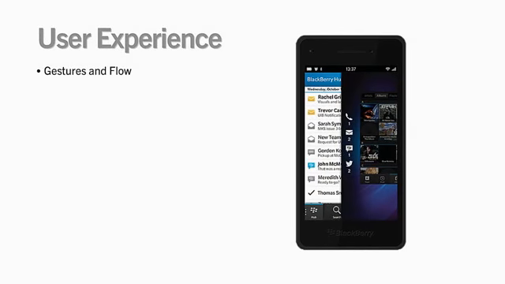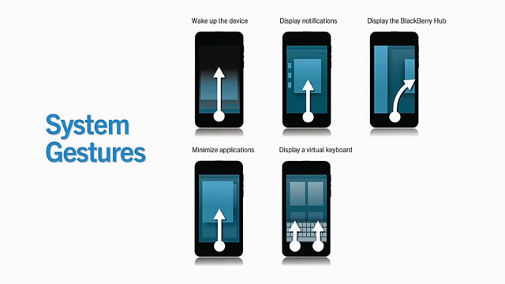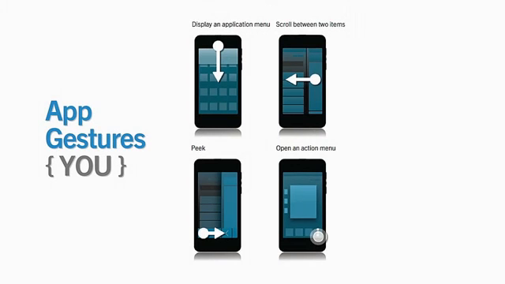Same thing with gestures and flow, like we started talking about flow before. We have the system gestures. To wake up the device, we go from the bottom. To display notifications, like the peek, you do this. To access the hub, you do this. To minimize applications, you just throw it there. To bring up the keyboard at any point, just use two fingers and throw it up from the bottom bezel. But that's the system gestures. There's nothing your application can do. In terms of your application, make sure you take advantage of this.